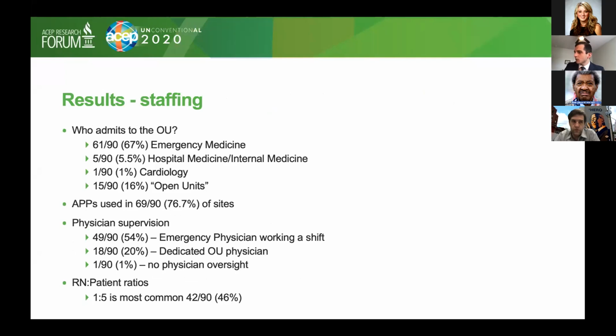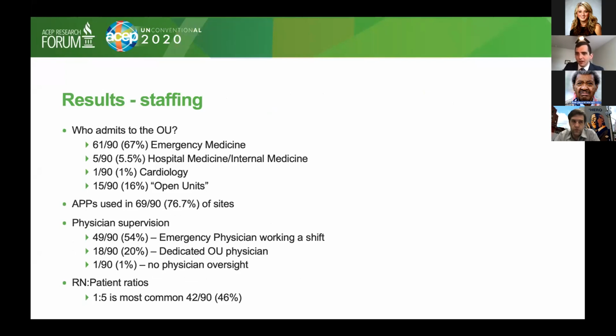One of the other things that we were very interested in is who's actually doing the admitting and who's actually doing the staffing of these observation units, specifically the ED observation units. Around the country, 61 of the 90 sites, or 67%, had emergency medicine doing the admitting to the observation unit.